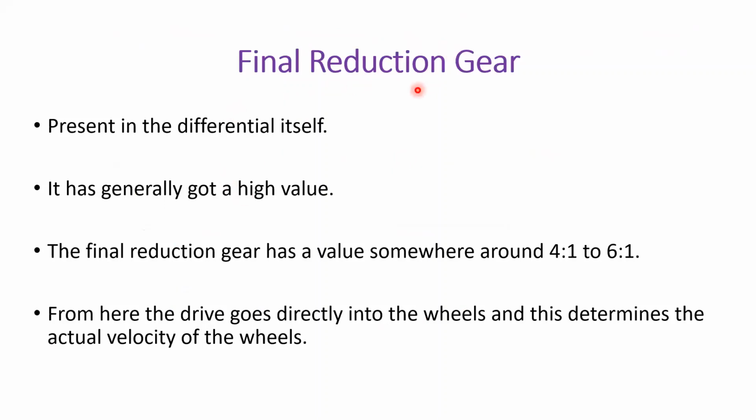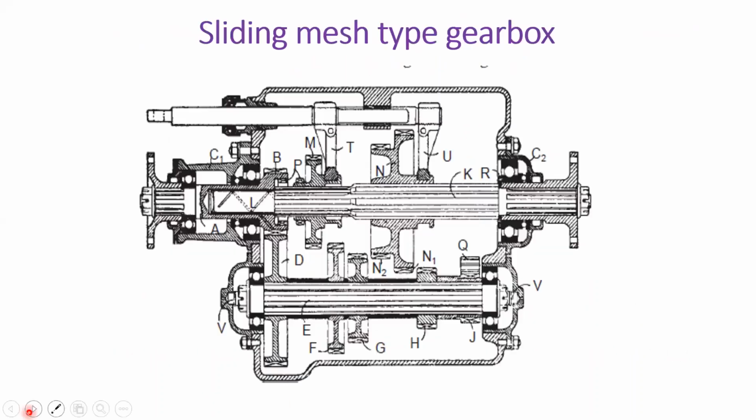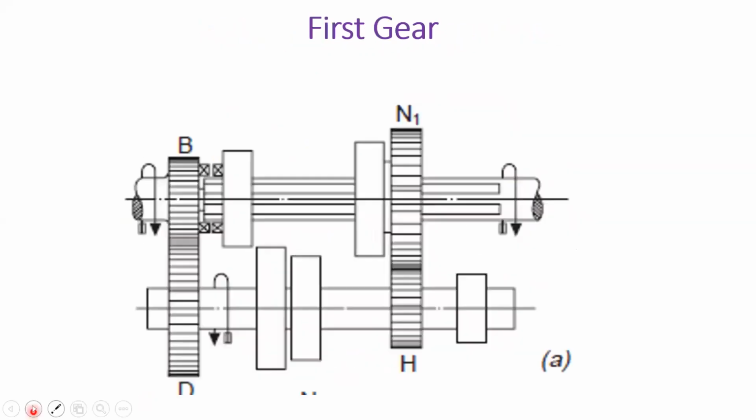And you have this final reduction gear in an automobile, where the reduction gear is in the differential, and this final gear reduction is very important, where the range is somewhere between 4 to 6 is to 1. And here is the final reduction gear. From this gear, the drive goes directly to the wheel, and it will also determine the actual velocity of the wheel as well. And I have one more video on the sliding mesh gearbox, constant mesh gearbox and synchro mesh gearbox.